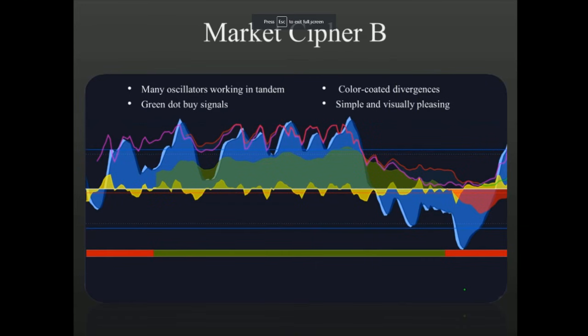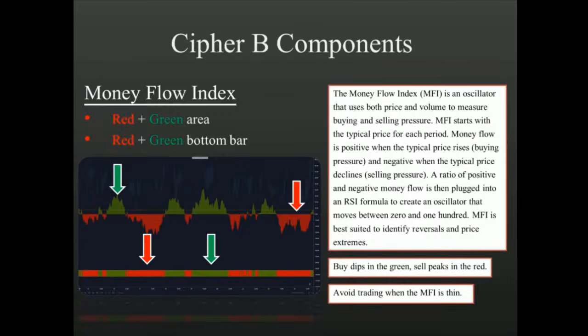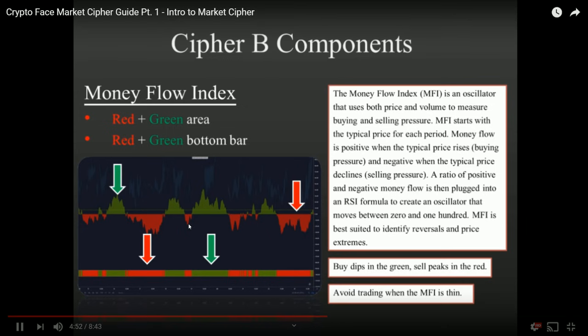Now, I really want our new people to understand each component of Cipher B, so I will layer them on top of each other and explain them one by one. The first oscillator is the money flow index. It is the green and red area as well as the green and red bottom bar. When the money flow index is green on larger time frames, that indicates upward momentum. The strategy there would be to long on the dips. When the money flow index is red on larger time frames, that indicates downward momentum. So the strategy there would be to short the peaks.